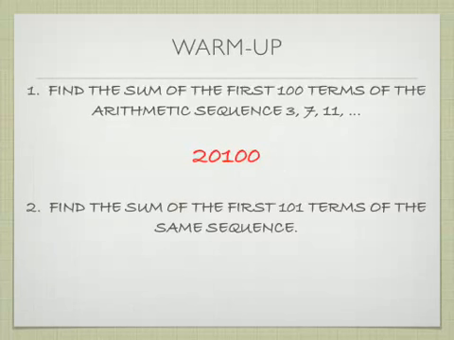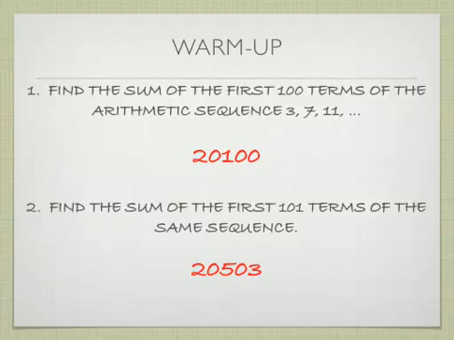Took us quite a bit of time to do that too. I don't really know if I want to go through all that work just to get that one little sum. But now it says find the sum of the first 101 terms of the same sequence. So I've got that sum there. I've got one more to add in, so I've got to find that 101st term. And then I go from there and I get 20,503.